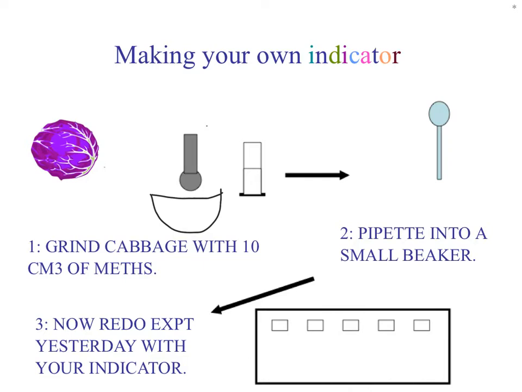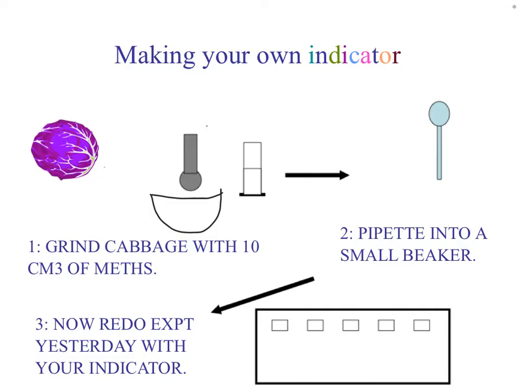Step 2 then, we would use a pipette to suck up this purple dye. We would pop it into a beaker, and this would be the indicator that we can use to test our samples. Now you have a space for a diagram on page 9 as well, so I'd like you to pause the video and you can copy this diagram in and label each of the apparatus.